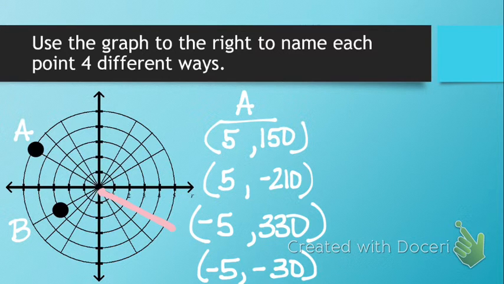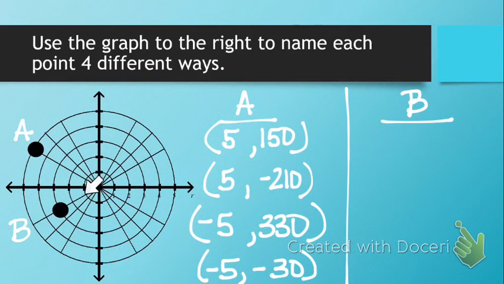All right, I want you to try to do point B by yourself. Name that point 4 different ways. So let's just do it the easy way first. The easy way would be to name this angle as a positive angle. So as a positive angle, this would be 210, right? And what ring are we on? 3. So that would be the easy way to name it.